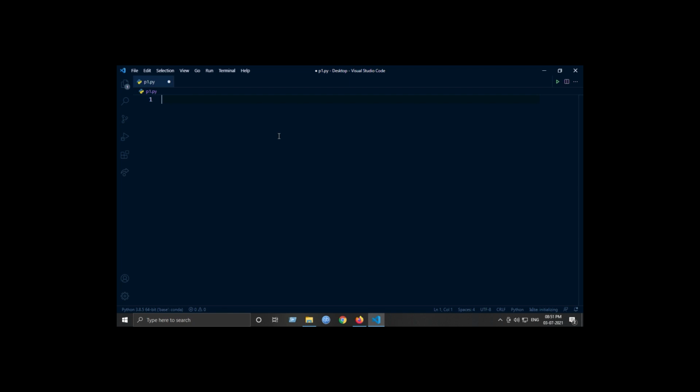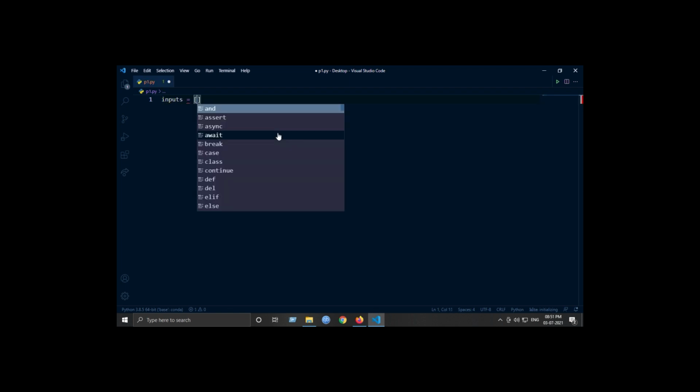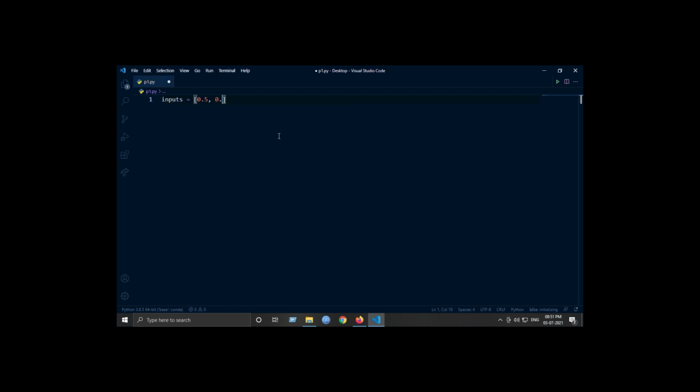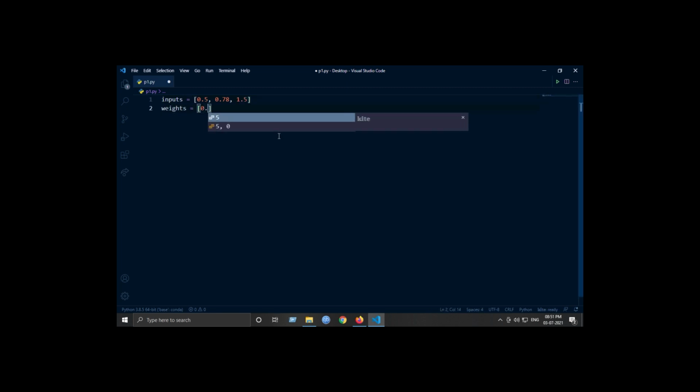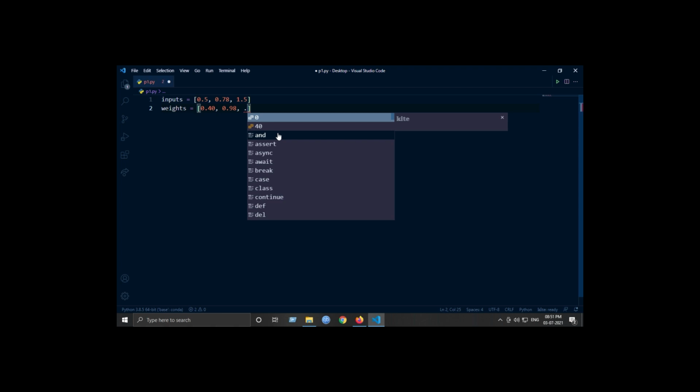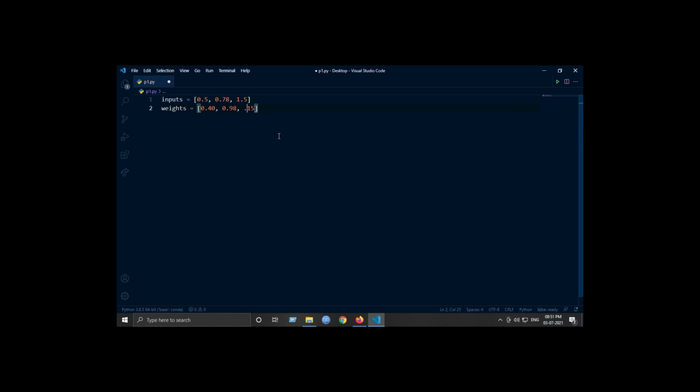So let's assume we have 3 input values and 3 weight values. So inputs is equal to, just take any values. I'm taking random values. Let's define our weights. Let it be 0.40, 0.98, and 0.15. These are just random values.